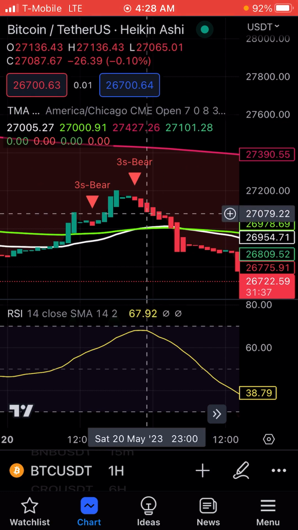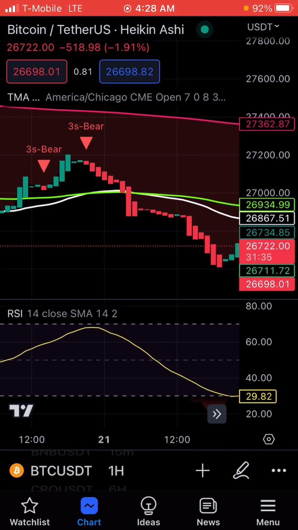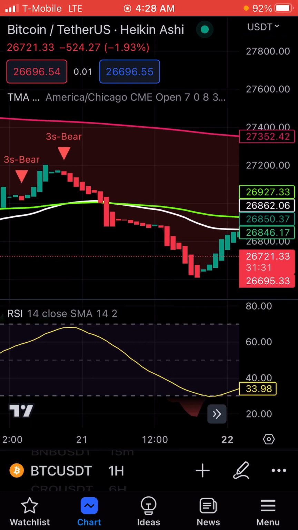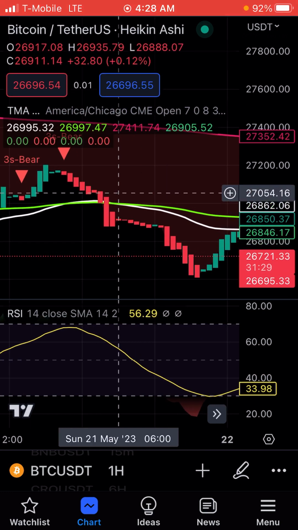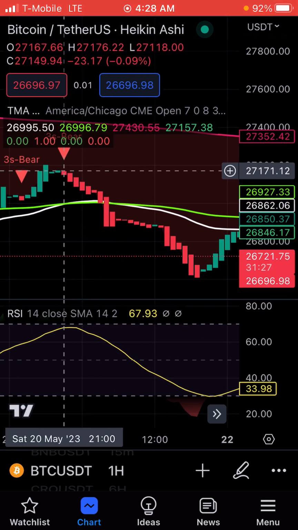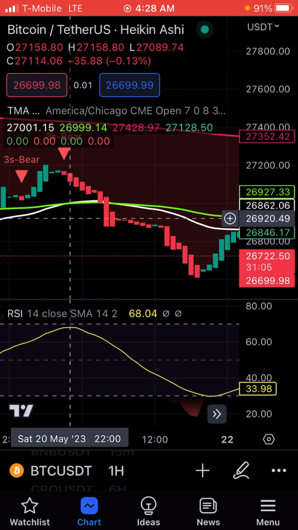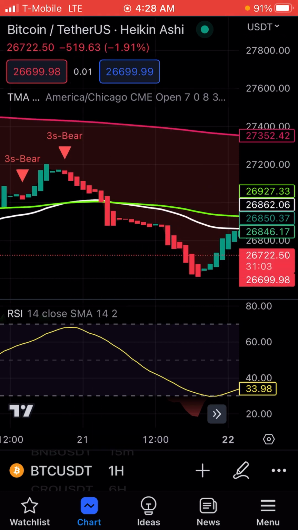So it prints out a signal, and now what you want to make sure of when you see this, when you're going bearish, is that the RSI is moving down. When you're going bullish, you want to make sure the RSI is going up. That's something you need to check before you enter your trade. So we can look right here.